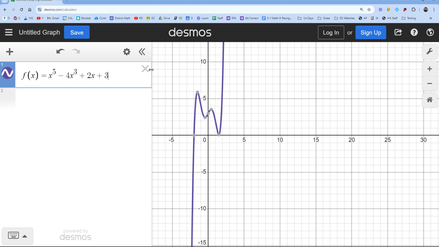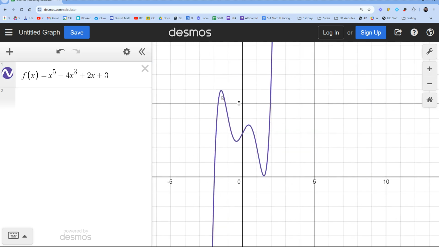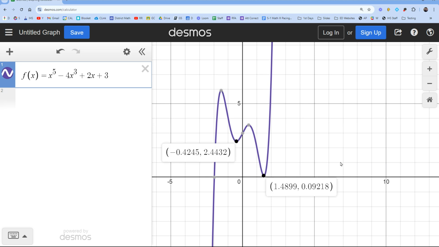Plus 3. Okay, I'm going to zoom in where I have to so I can see my turning points. Let's start there. The 2 low turning points are at negative 0.4 and 2.4. The other low one is at 1.5 and almost 0, right? Not quite.